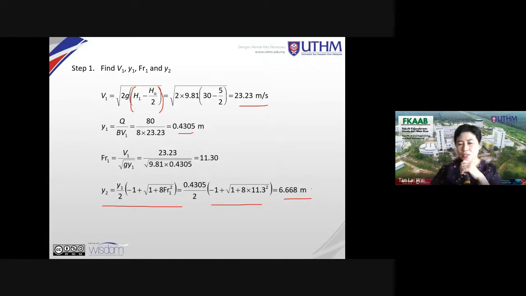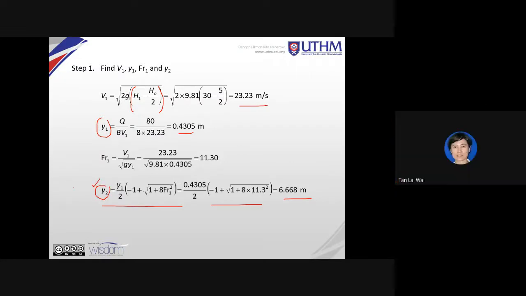Now, some of the rationale that you have to know, okay, when you are doing your calculation, whether it's correct or not. Y2 is definitely greater than Y1. Okay, because Y1 is supercritical state, because it has high energy, right? Okay, so this is supercritical. So that's why it produced a Froude number of 11.3. And then this is a strong jump already, if you still remember.